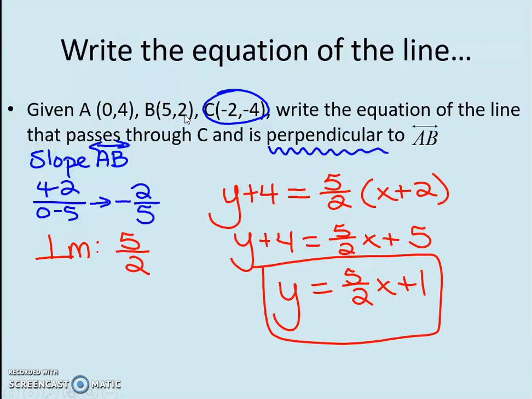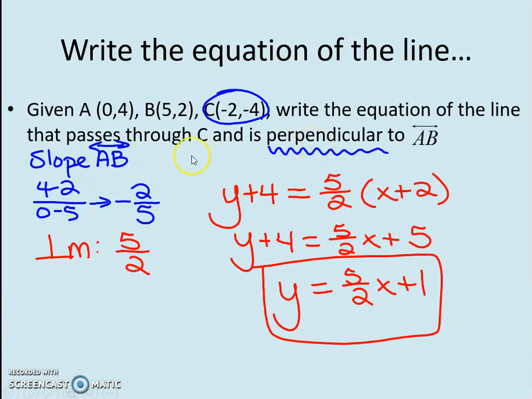So you need to find the slope: y2 minus y1 over x2 minus x1, with x1, y1, x2, y2. So you're going to find the slope of AB. So 4 minus 2 over 0 minus 5, or you can do it the other way. So the slope is negative 2 over 5.